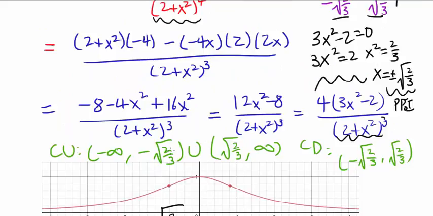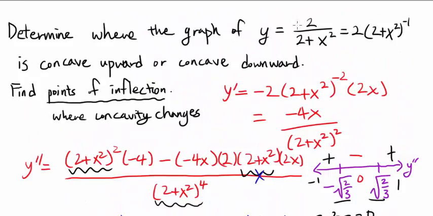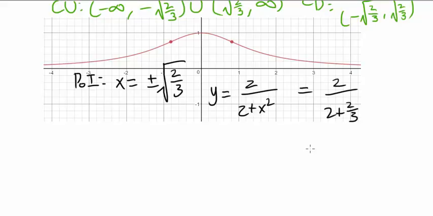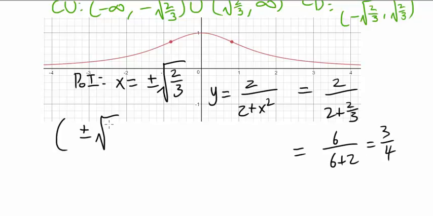If you want to find the y value, you can plug it into the function. y equals 2 over 2 plus x squared. Plugging this in is going to get you 2 over 2 plus 2/3, or 6 over 6 plus 2, also known as 3/4. So we know points of inflection occur at plus or minus square root of 2/3, 3/4.